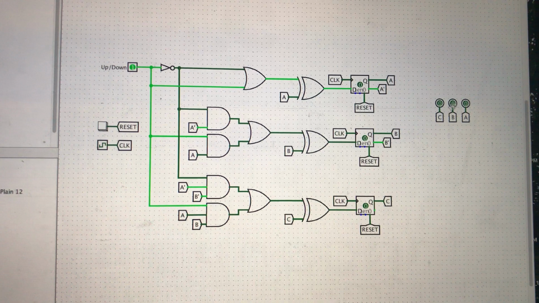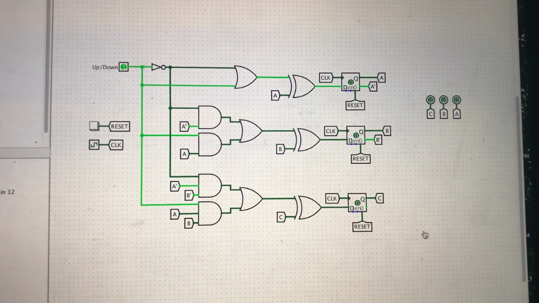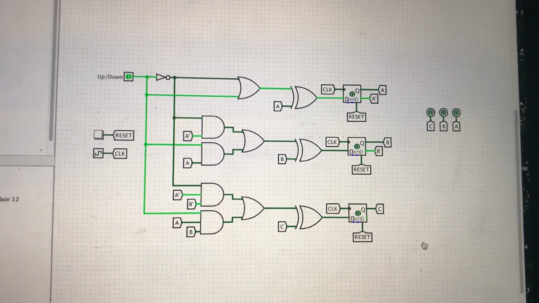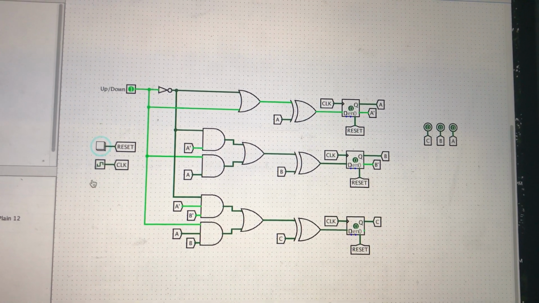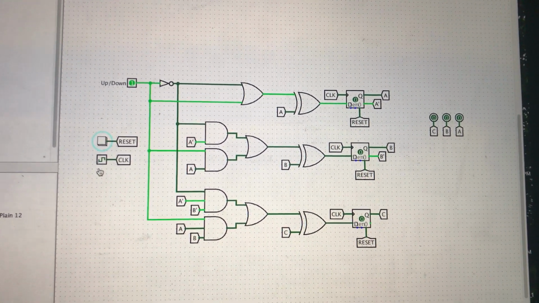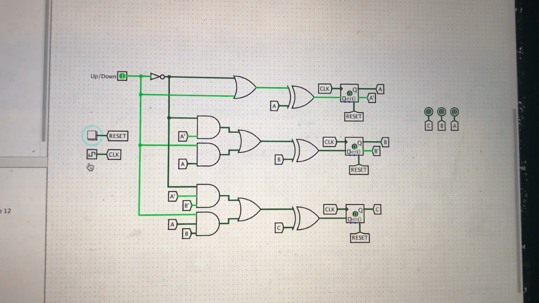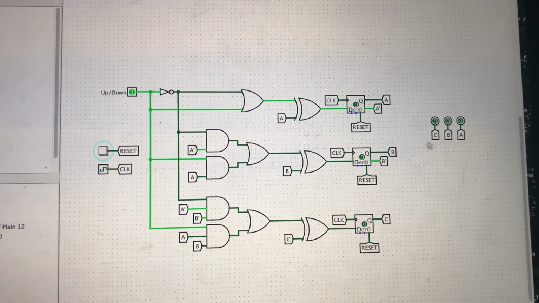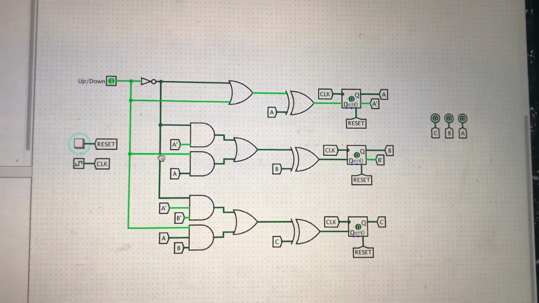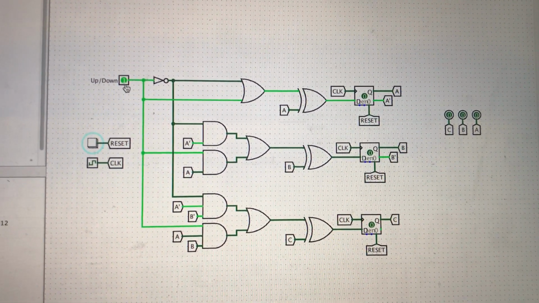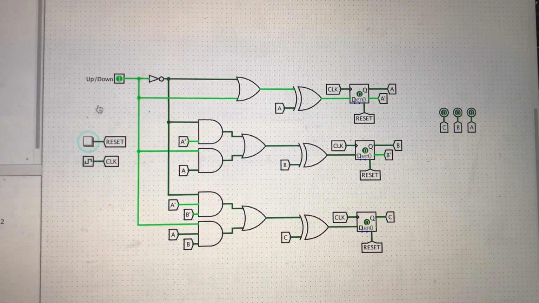So basically where it's at right now is sort of its initial position, or its reset position. So if I click the reset button, nothing's going to happen, because it's already at its reset point. But we'll see later on that clicking reset brings it back to this initial point here where C, B, and A are all 0.